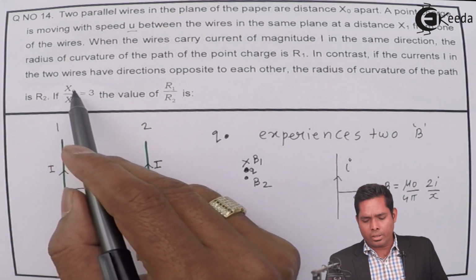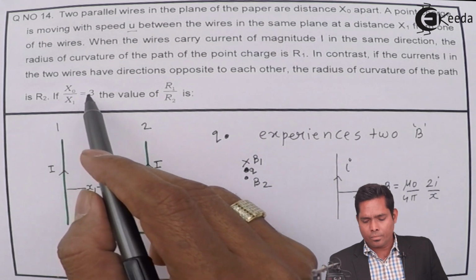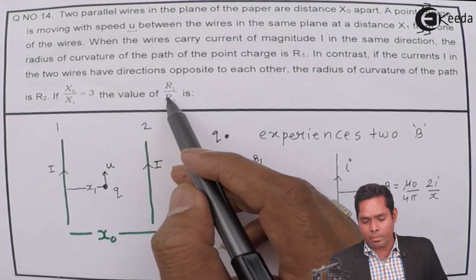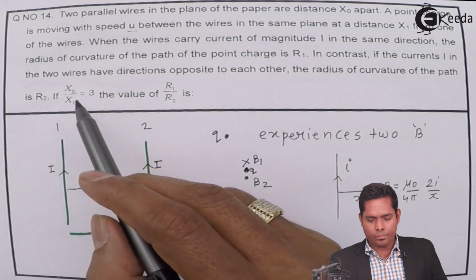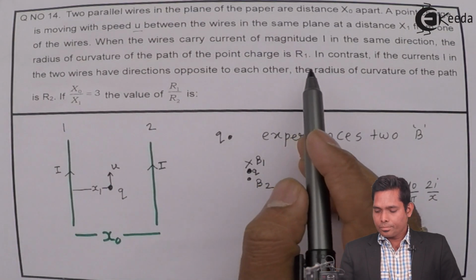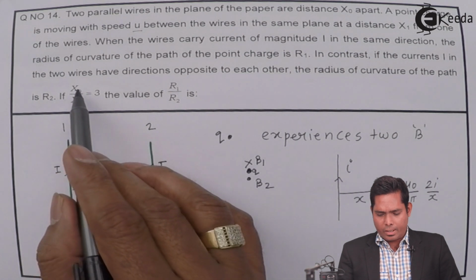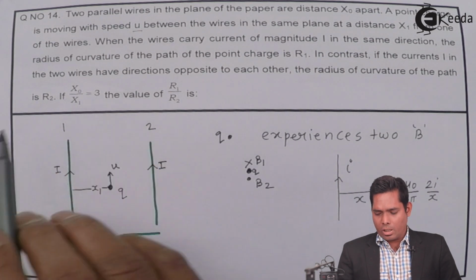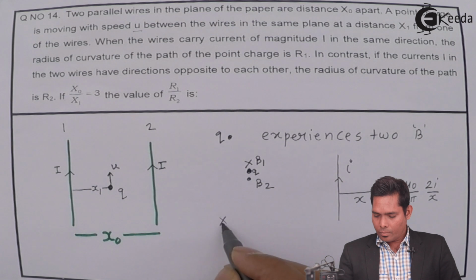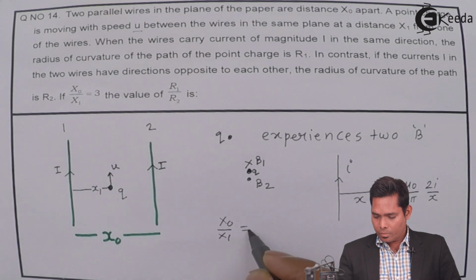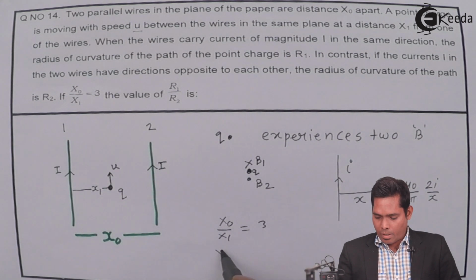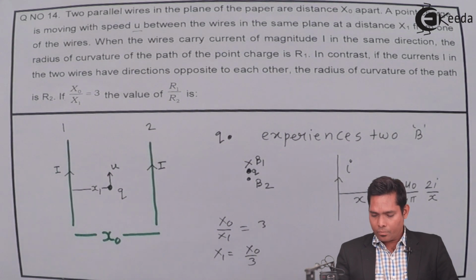If x0 by x1 is 3, find the value of R1 by R2. Students, this information is given, x0 by x1 is 3. So x1 is x0 by 3.